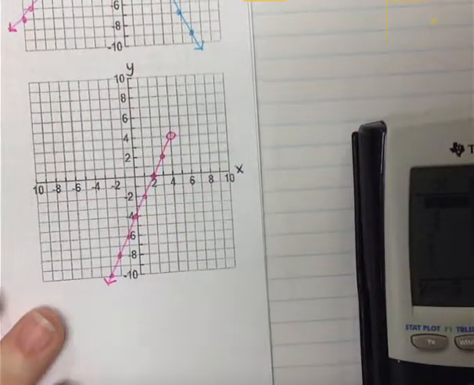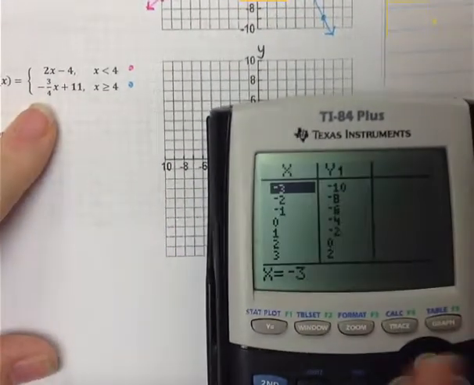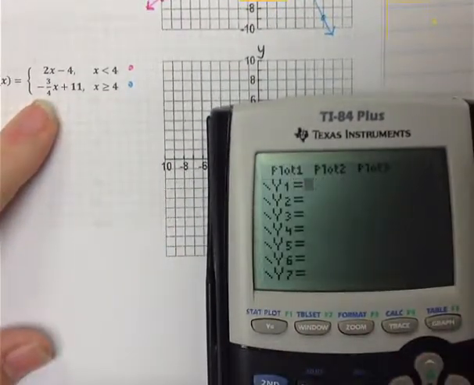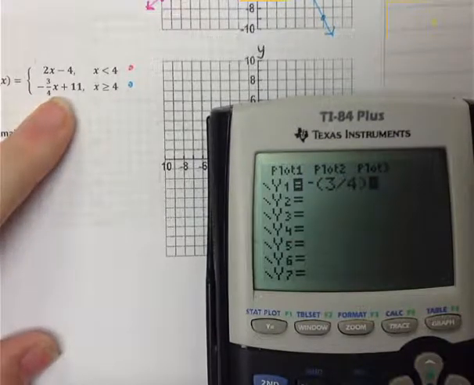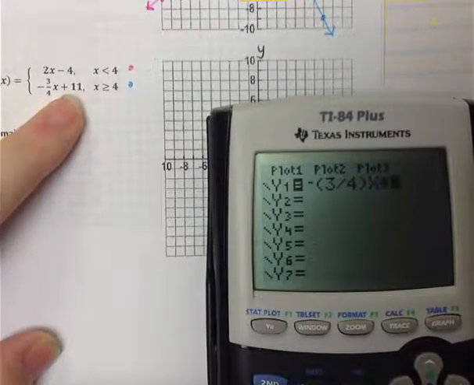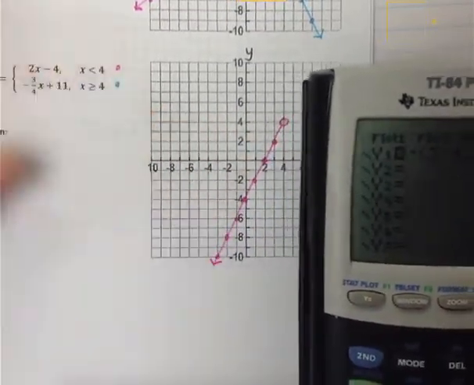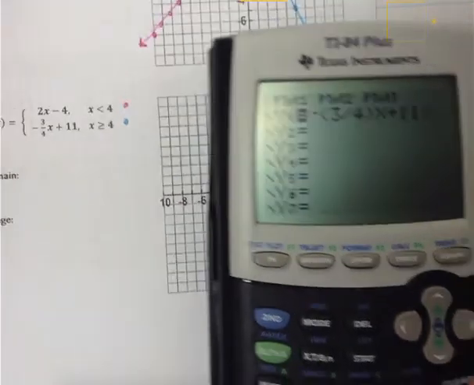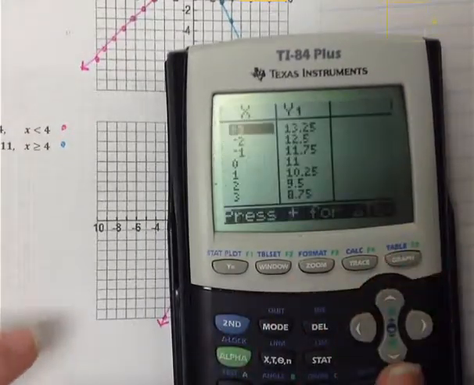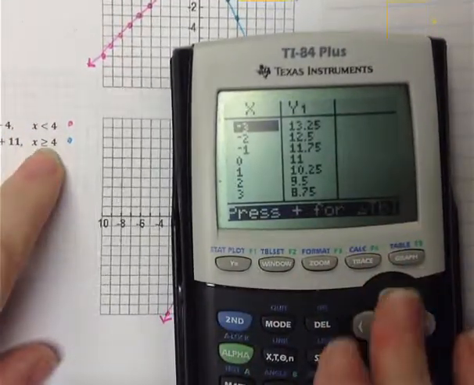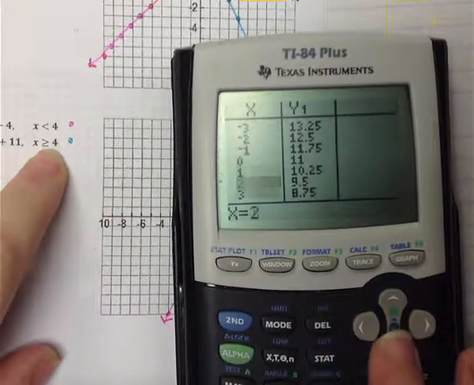For the blue, I'm going to do the same thing. I'm going to go into my y equals and type out negative parentheses, 3 divided by 4, close parentheses, x plus 11. Now again, I'm not going to actually graph it. I want to look at my table. So if I go to my table, second graph, I go to that x value of 4. That's the first one I can go to.